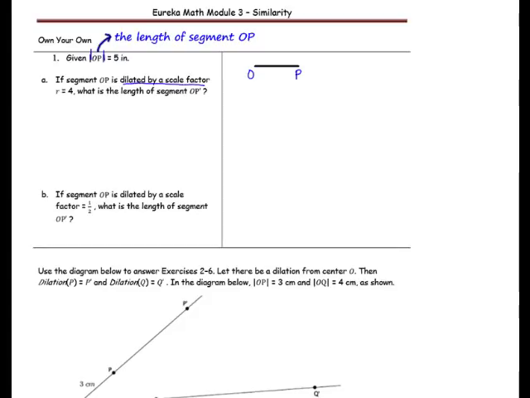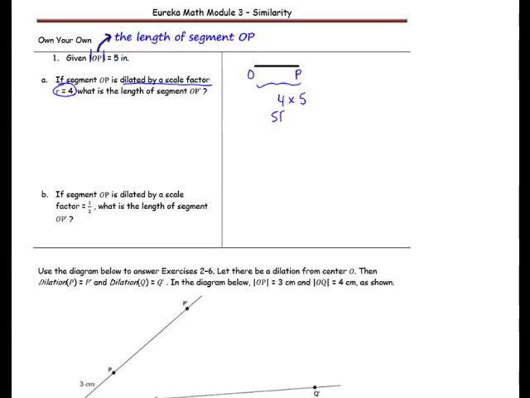And it says that it's dilated by a scale factor r equals 4. What is the length of the segment OP prime? If we're going to take this segment and multiply it by a scale factor of 4, then it will be 4 times longer than it is now. And it is 5 inches long now.